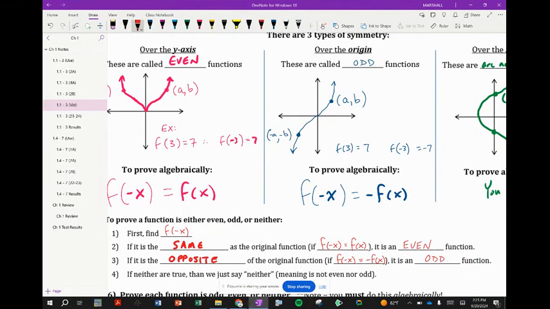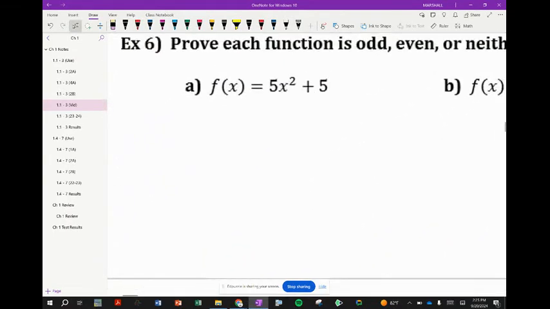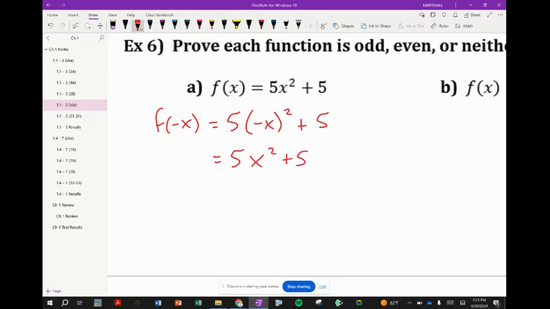Got a few examples down here. We're going to start with example A. We're going to start the same way in all these examples. We're going to put negative x into the function. So I'm going to start by saying, if that's f of x, then f of negative x would be 5, and then I'm just going to put negative x everywhere I see an x. And then I'm going to simplify. Negative x squared becomes x squared, so this would become 5x squared plus 5. And hopefully you notice right away that that is the same as the original function.